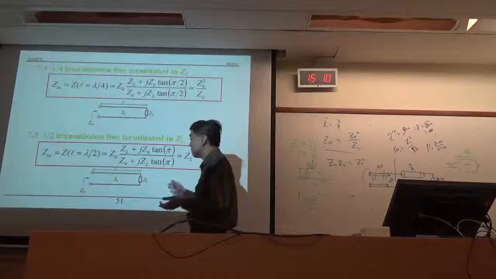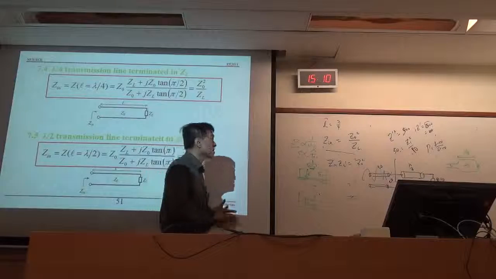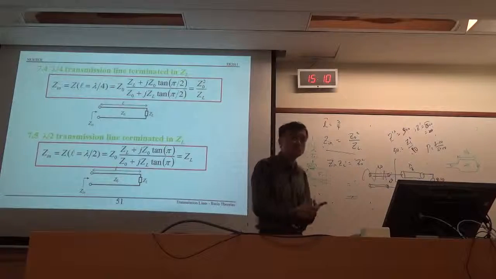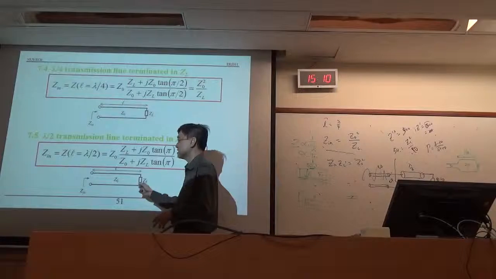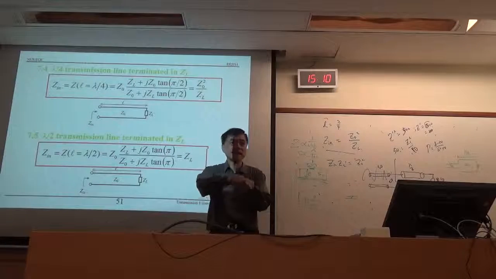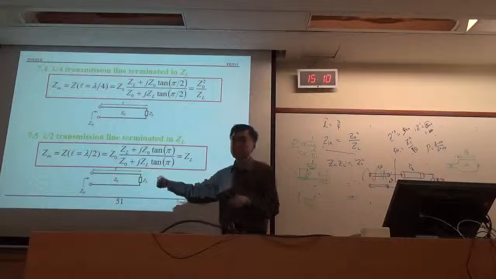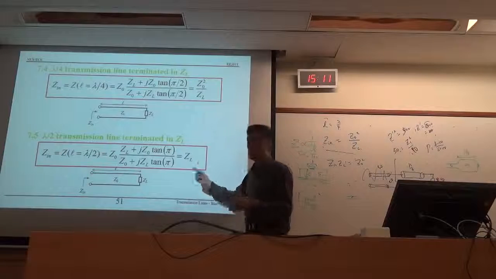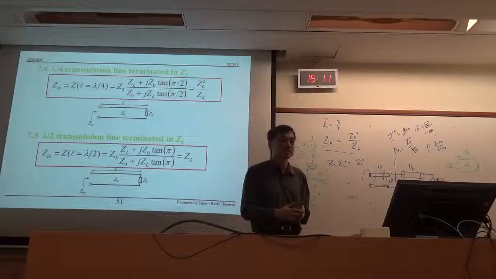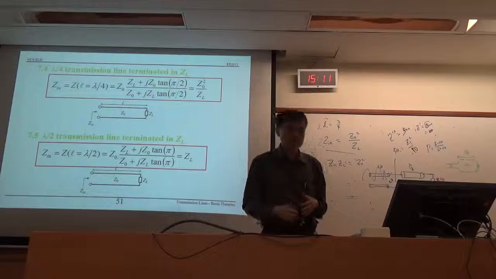Finally, if the length of the transmission line is lambda by 2, the input impedance is exactly the same as the load impedance ZL. If you connect a half wavelength of transmission line, the input impedance is exactly the same as the load impedance. If you substitute L equal to lambda by 2 over there.